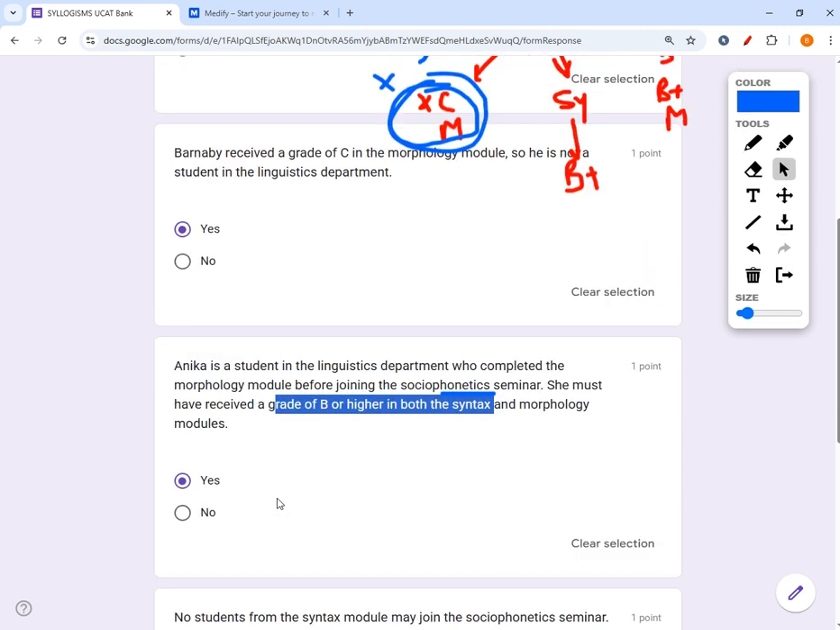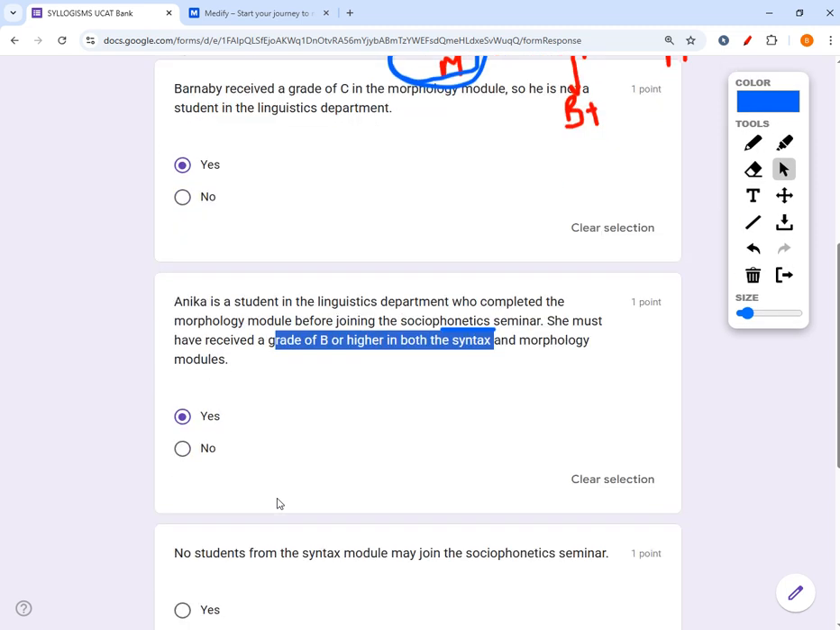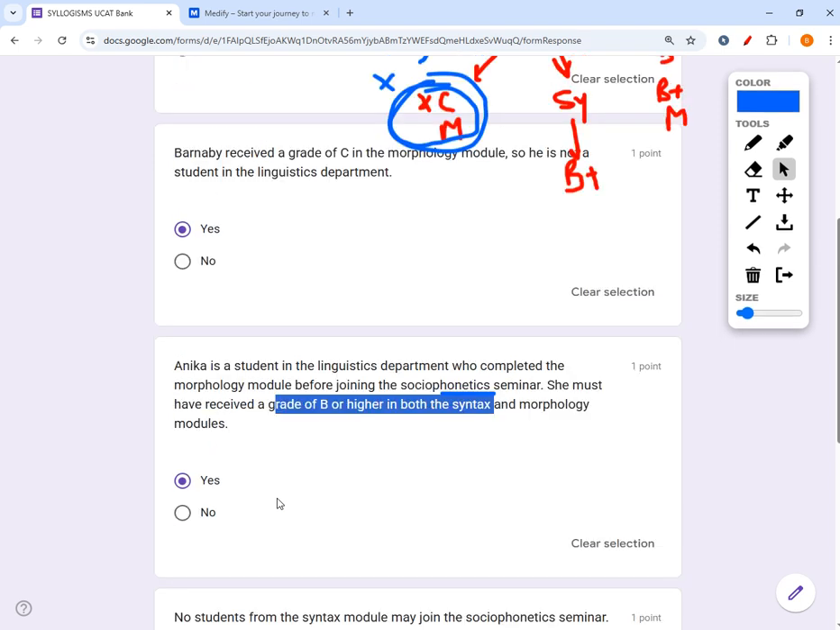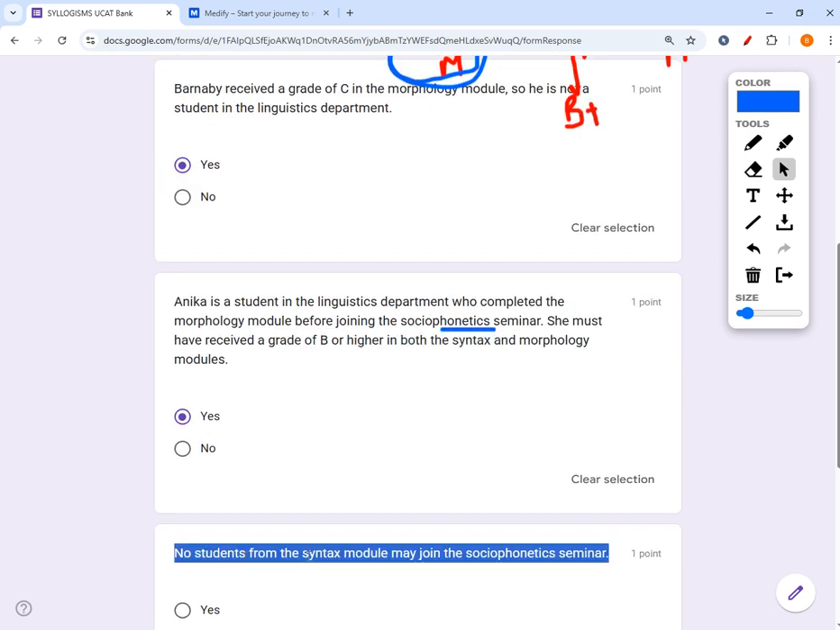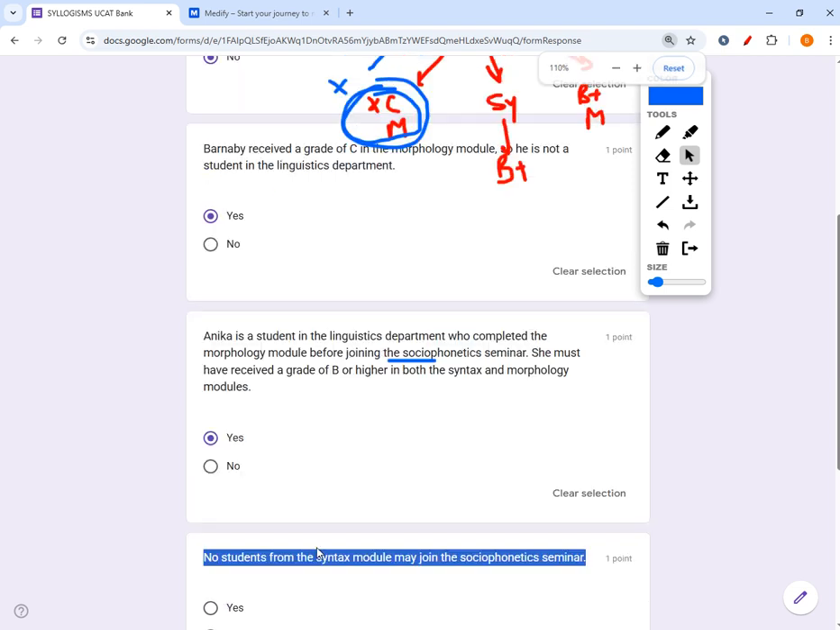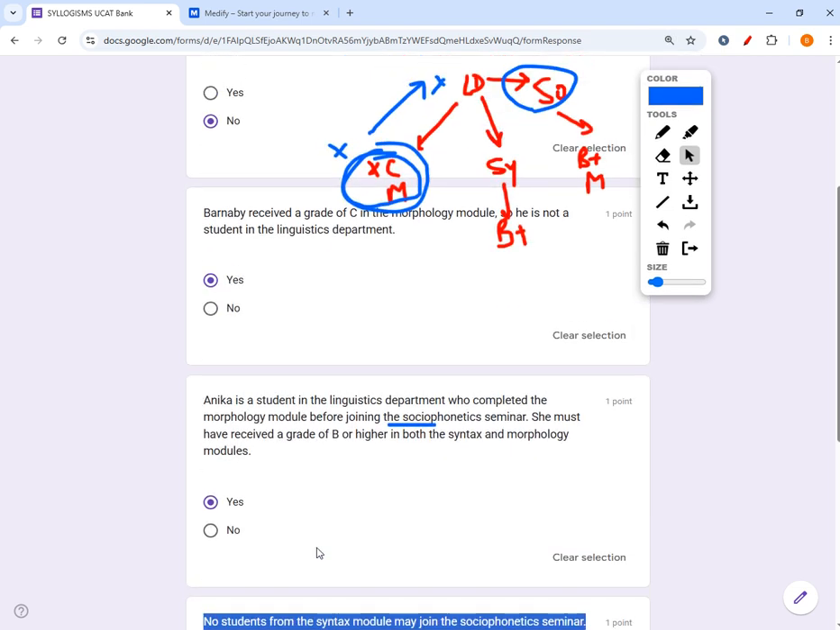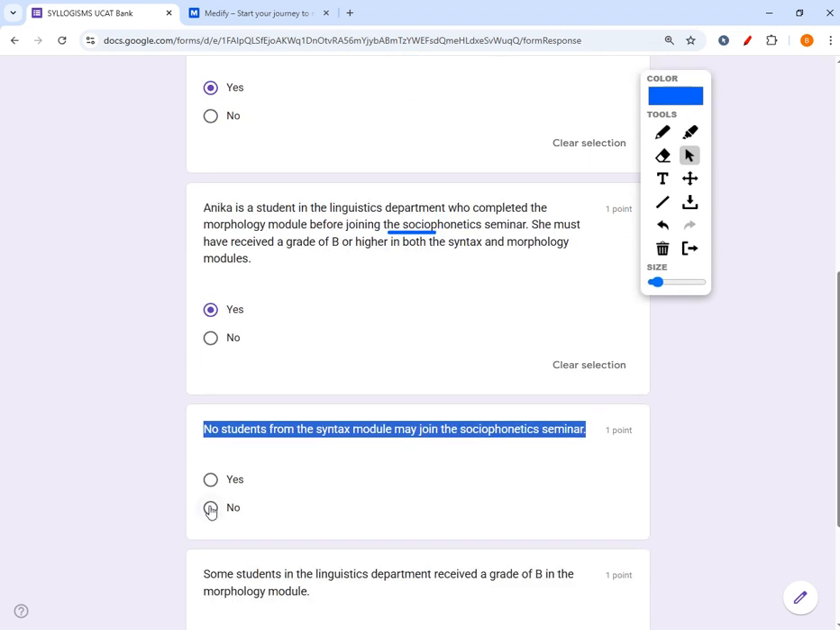No student from the syntax module may join the sociophonetics seminar. No student, absolute no. So that's vague. Why? If you read the question, no student from the syntax module may join the sociophonetics seminar. So altogether, no student can join sociophonetics from the syntax module, right? That's vague, because if you satisfy the condition, you get to be in the module, so it's irrelevant. We disagree with this information.